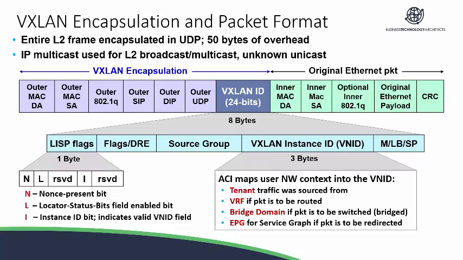So you can actually see that we're only really talking about the VXLAN ID of the 24 bits. You've got the original Ethernet packet over on the right-hand side, and on the left-hand side we have our VXLAN encapsulation.